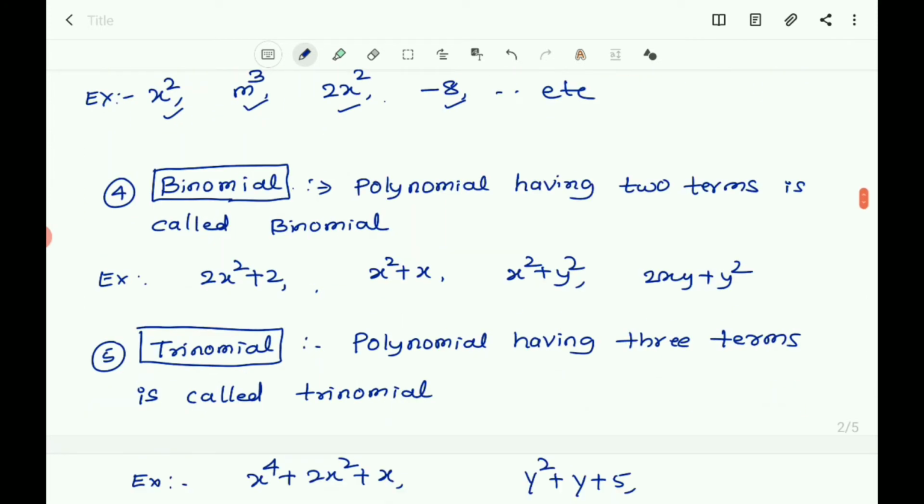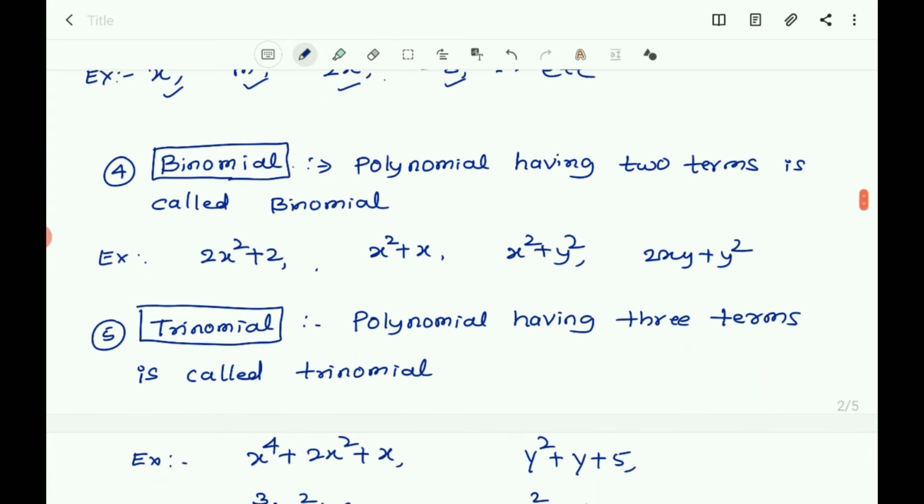Next, binomial. Bi means two. A polynomial having two terms is called a binomial. See the polynomial 2x² + 2. Here there are two terms, 2x² and 2, so it is a binomial. In the polynomial x² + x, there are two terms, x² and x, so it is also a binomial.